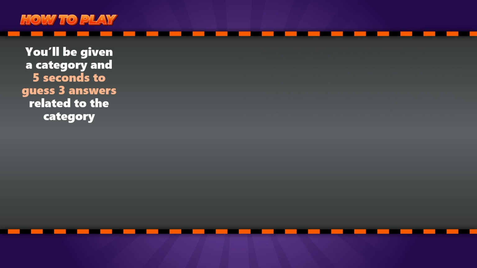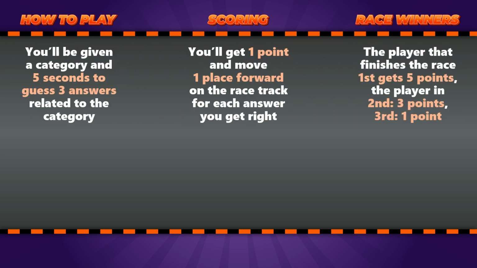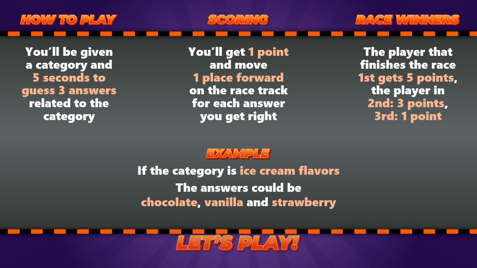The game starts with instructions on how to play. You'll be given a category and 5 seconds to guess 3 answers related to that category. You'll get 1 point and move 1 place forward on the racetrack for each answer you get right, up to a max of 3 points per turn. When a player finishes a race, they will win 5 bonus points, and the player or players in second will get 3 points and third 1 point.